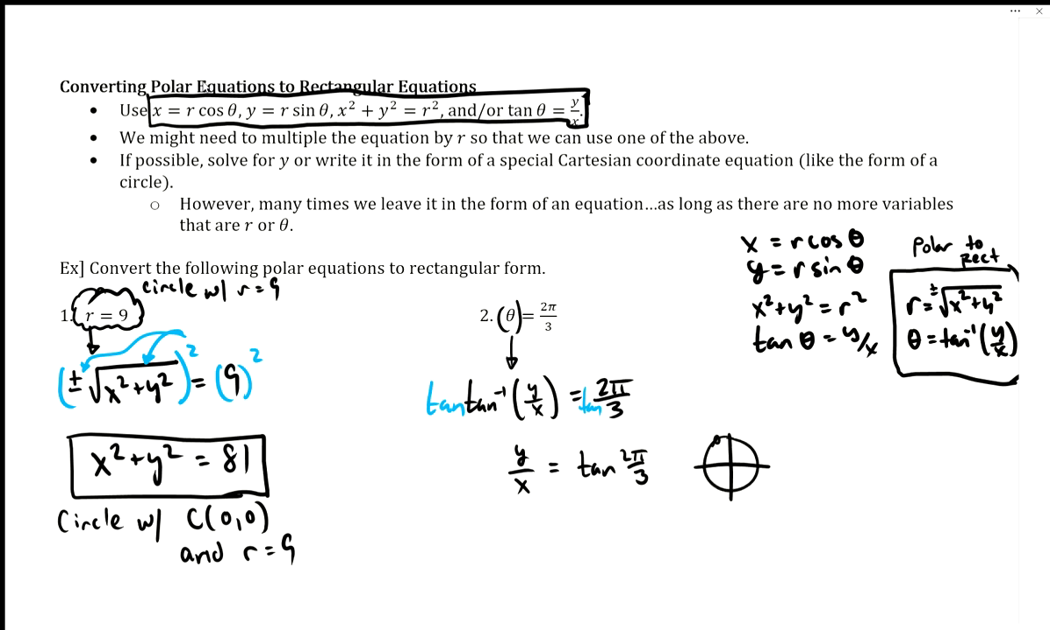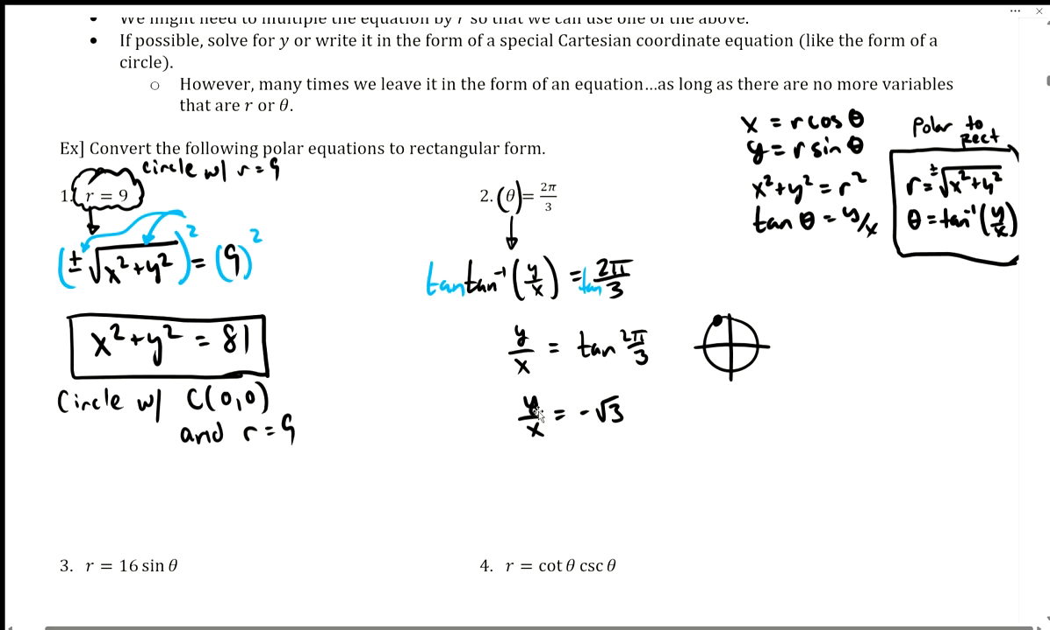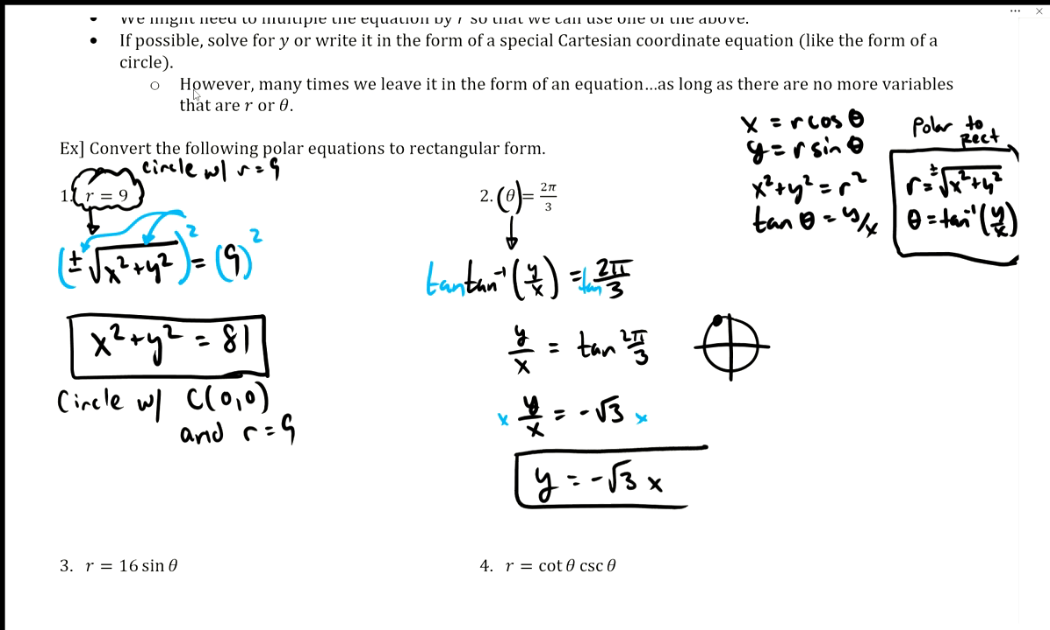So tangent of 2 pi thirds is going to give us a negative radical 3. So we have y over x is negative radical 3. Now in this problem, since it's easy to solve for y, we can just multiply the left and right side by x, and we would see that we're going to get y equals negative radical 3 times x. Okay, so what we do have is a line in this scenario.